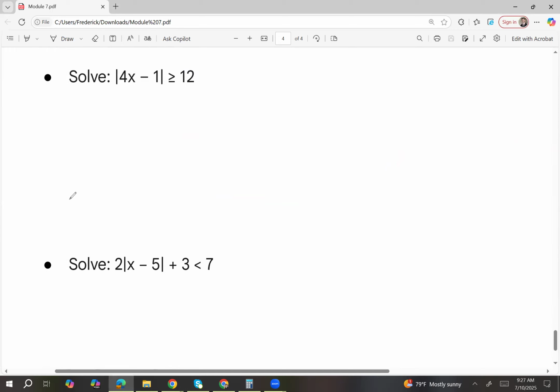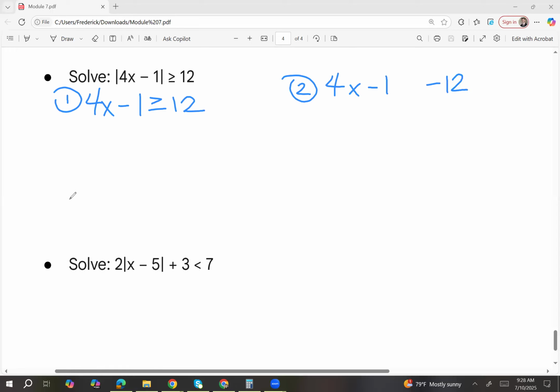Let's try this next one. Notice we have absolute value. This time, absolute value of 4x minus 1 is greater than or equal to 12. So we want to write out the two equations from the absolute value. The first equation will just be as is, dropping the absolute value down. The second equation, you're going to be introducing the negative. So 4x minus 1, negative 12. And since we're working with inequalities and introducing that negative, think of that like multiplying by negative 1. So we switch the order of that term.